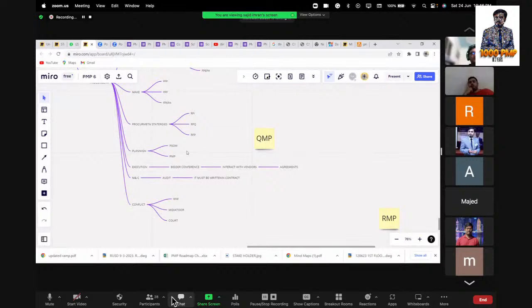And under execution of procurement phase, we have bidder conference, we interact with vendors, we do the negotiations, we have agreements and all the related activities under execution. Under monitoring and control of procurement, we do the audit and we check all the things are within the procurement management plan.